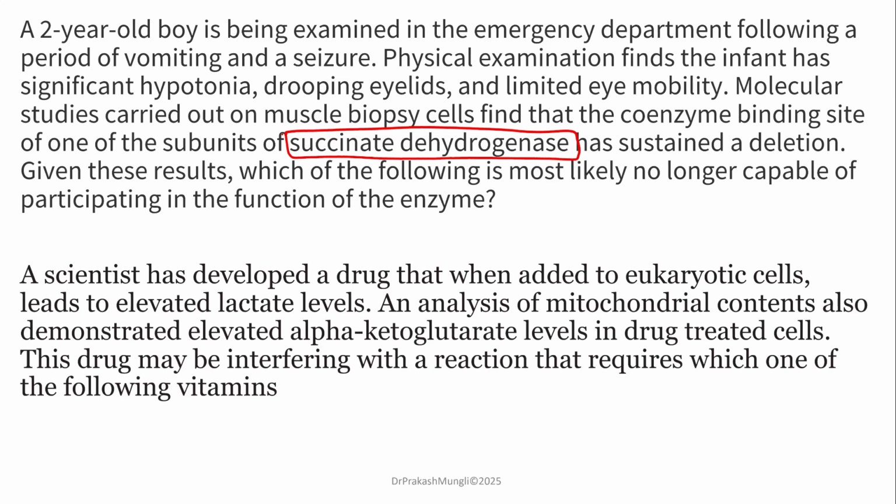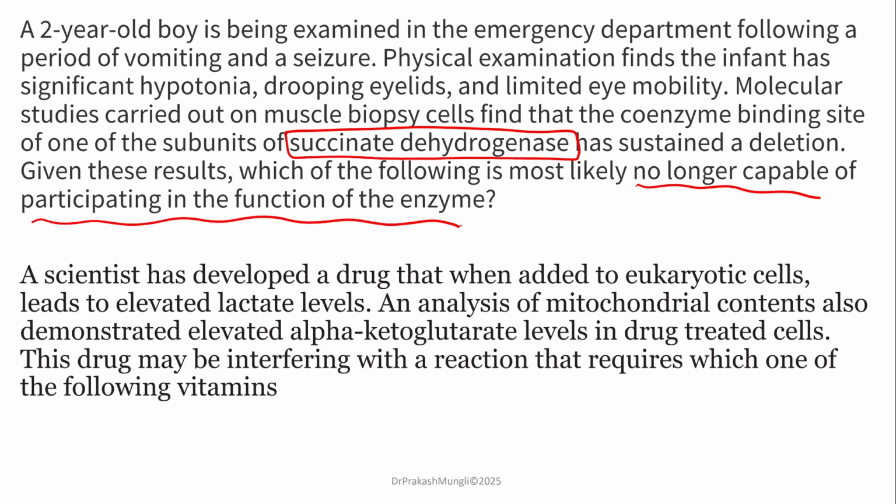So what I do now in my mind, I am focused on succinate dehydrogenase, nothing else. I forgot all other enzymes right now. I am only with succinate dehydrogenase. Okay, so this enzyme has sustained a deletion. That means there is a deletion of gene for this enzyme. That's it. That means it is not available, right? Given these results, which of the following is most likely no longer capable of participating in the function of the enzyme?